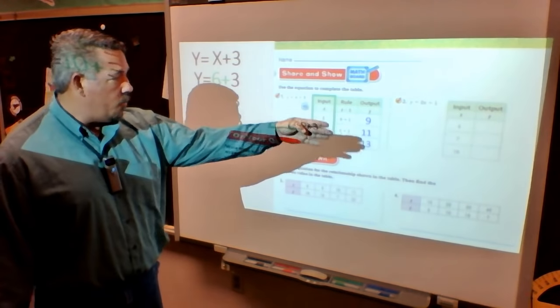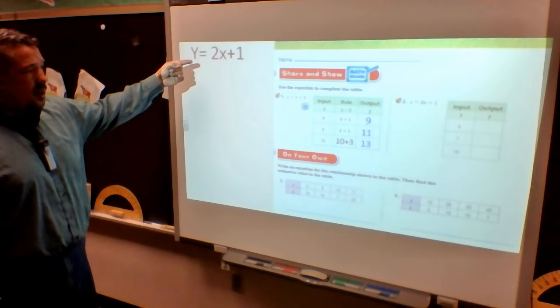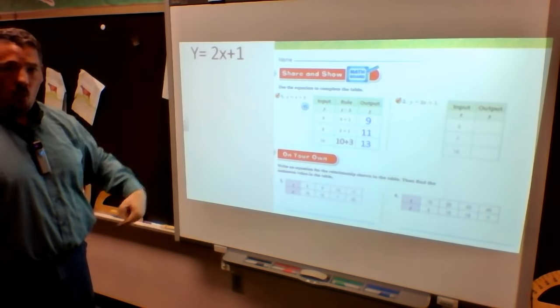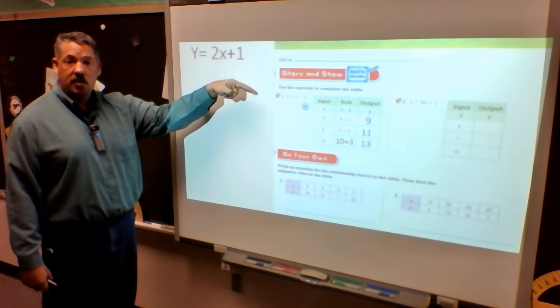I go to my second one, number 2. It gives me the rule. The rule is that y is equal to 2 times x. Once again, coefficient, variable, constant.